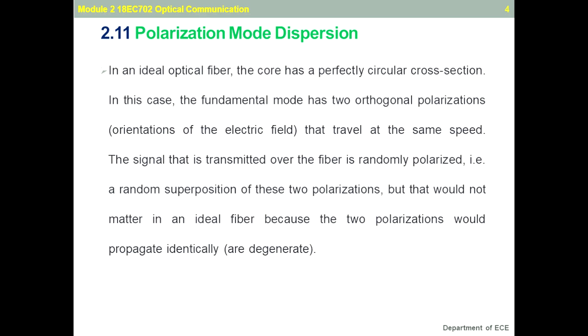Hence, the degenerate modes will travel at different speeds. Due to that, fiber birefringence occurs. So polarization mode dispersion is mainly caused by fiber birefringence. How does fiber birefringence occur? It is due to the different polarizations. They are not traveling at the same speed. They travel at different speeds due to the asymmetry and the non-linearities present in the fiber.